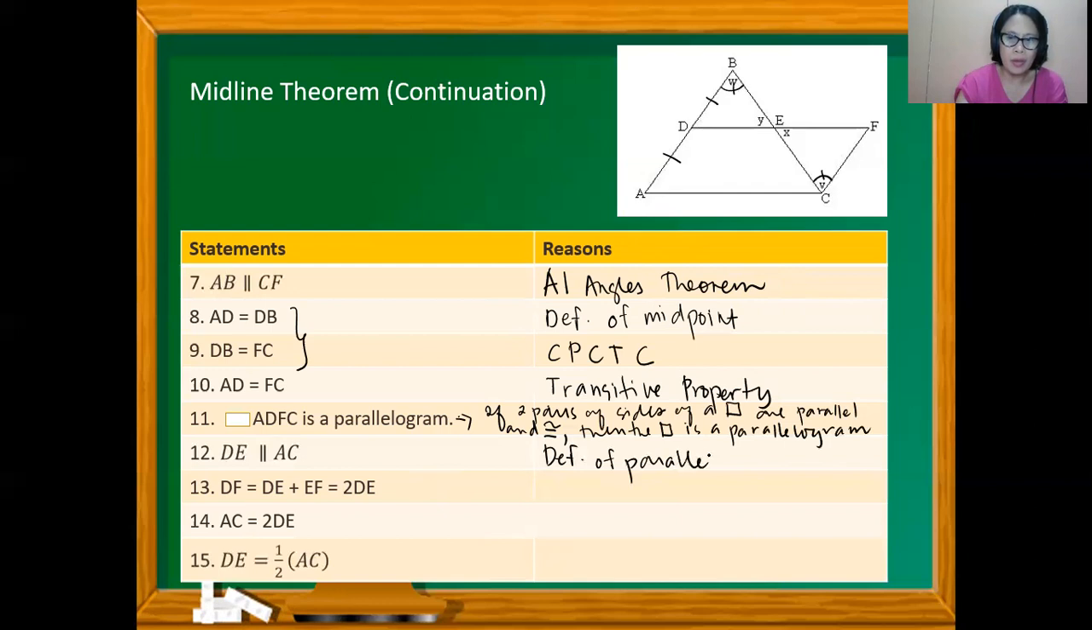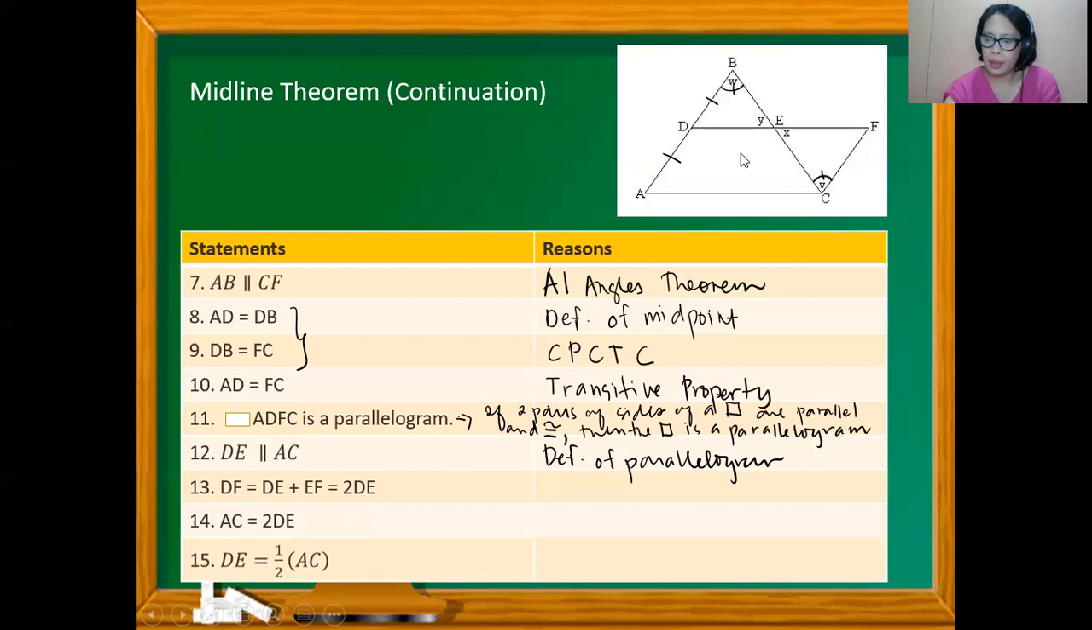Since DE and AC here belong to parallelogram ADFC, then we can say that the two sides are parallel. And this is because of the definition of a parallelogram. Now, DF equals DE plus EF. Okay, so where is DF again? Here. So DF equals DE plus EF because the two are the equal parts of DF, which is equal to 2DE.